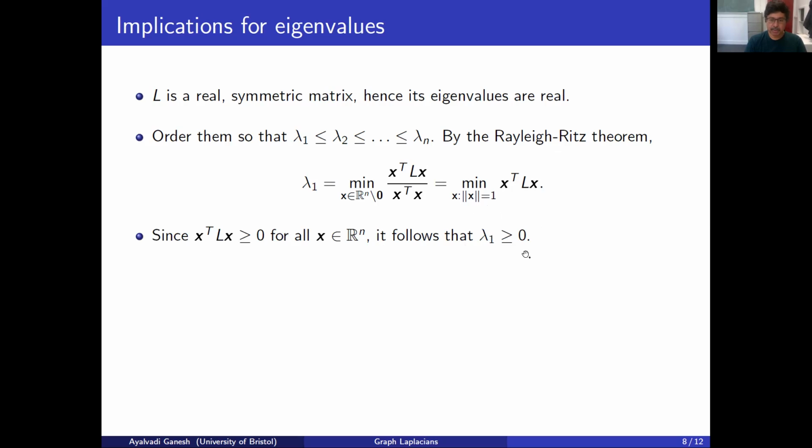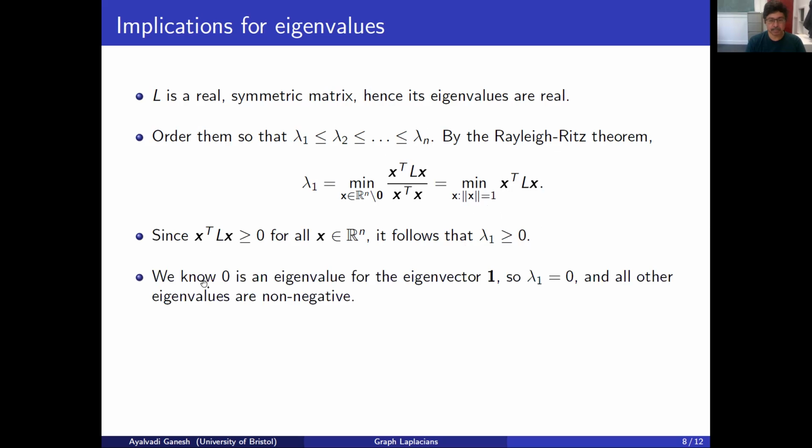But in fact, we actually found one of the eigenvalues. We didn't know yet which one of these it was, but we found that 0 is an eigenvalue corresponding to the all one vector. Right? So we know 0 is an eigenvalue. And since all eigenvalues are non-negative, this must be the smallest eigenvalue. So lambda 1 is 0. And all these others are non-negative.